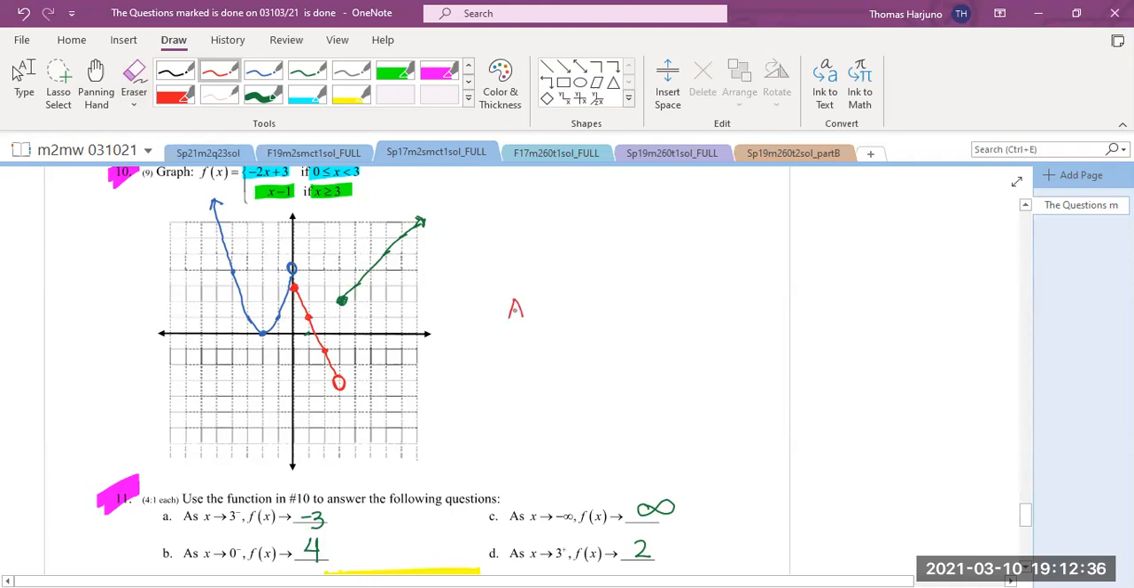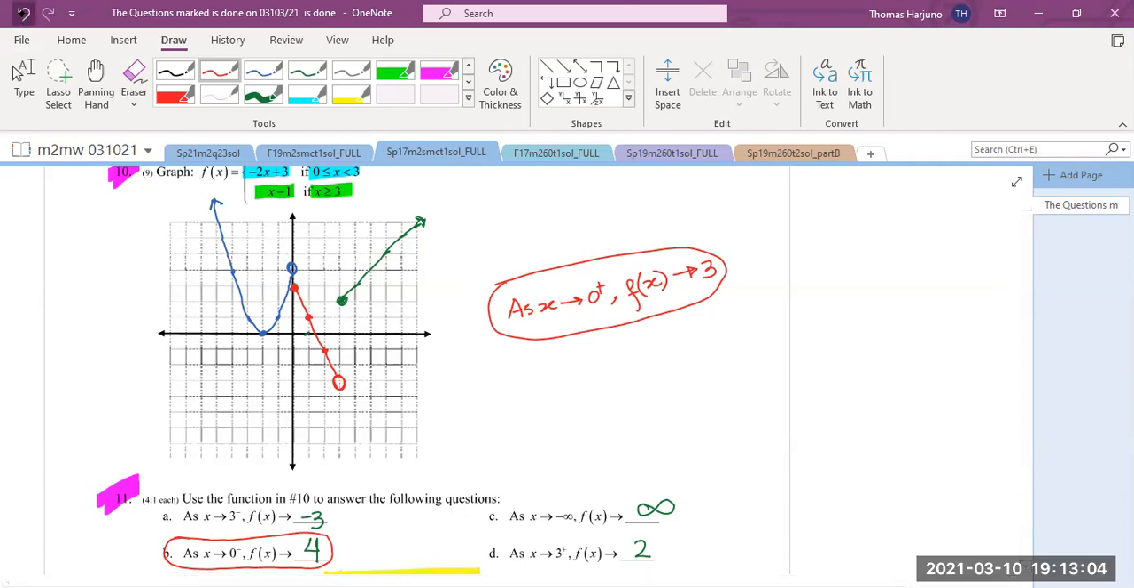By the way, as x approaches 0 from the right-hand side, not from the left, f(x) will be approaching 3. So you see, when you approach 0 from the left-hand side, the value of the function approaches 4. But if you approach from the right-hand side, the value of the function approaches 3.